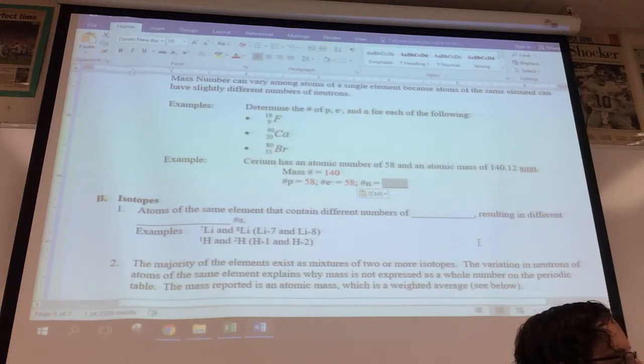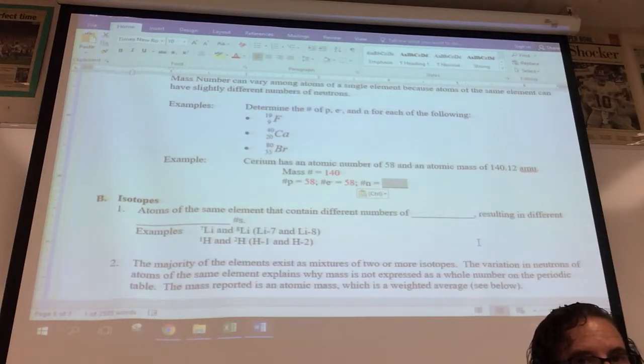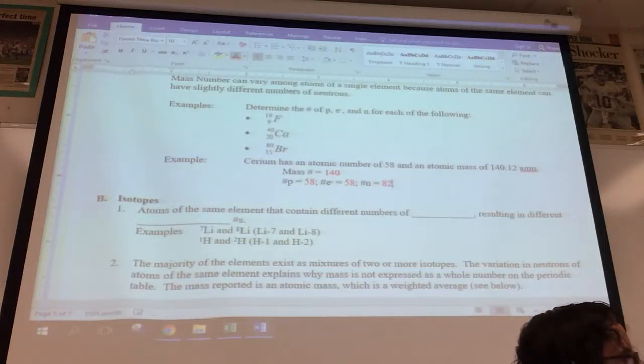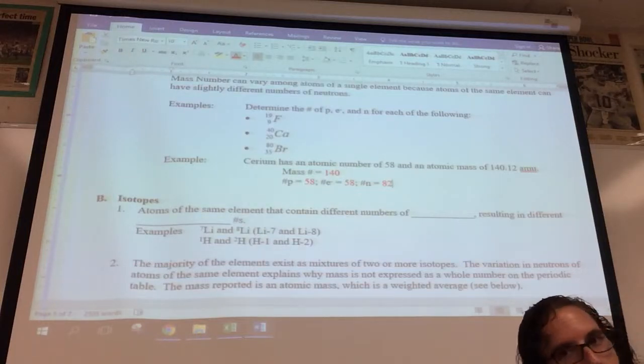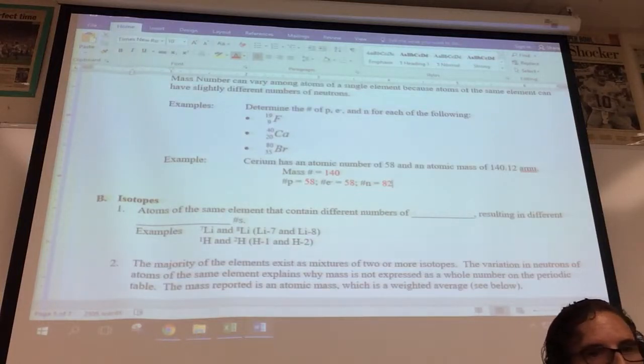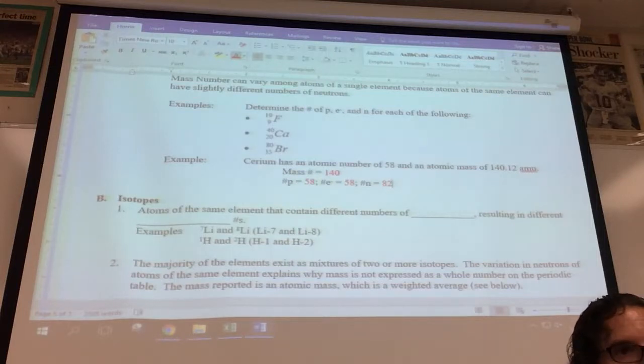And for those of you who don't like to do mental math, what's 140 minus 60? 80, right? And 2 more would be 82. Piece of cake? Cool. Alrighty, we want to talk about isotopes and ions. Questions at this point? Okay, let's see.